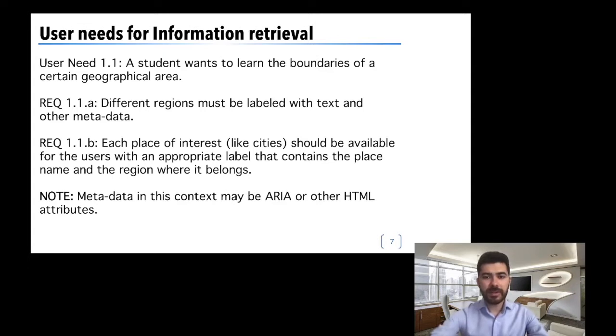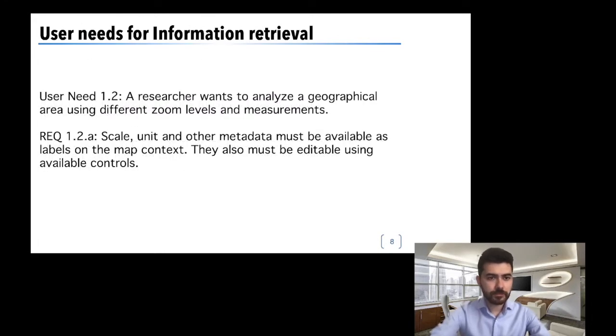Different regions must be labeled with text and other metadata, and each place of interest, for example, like cities, should be available with labels that should contain not only the place of interest, but also the region where it belongs. In this user need and all others presented in this presentation, metadata may be area or other HTML attributes. So this is to give some kind of nomenclature for metadata.